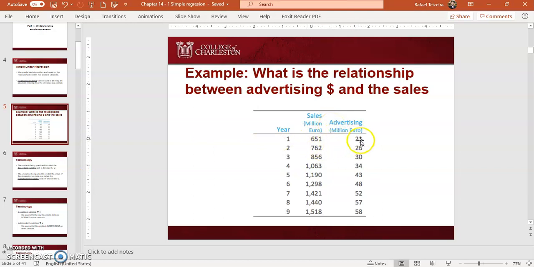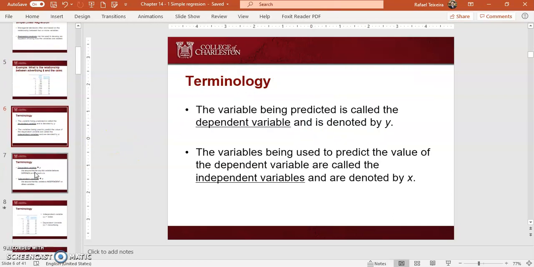For example, if I increase advertising in year number 1, then sales tend to go up. But just because I'm selling more, it doesn't mean that advertising is going up. So you always have to think about the context. It's not always clear cut.